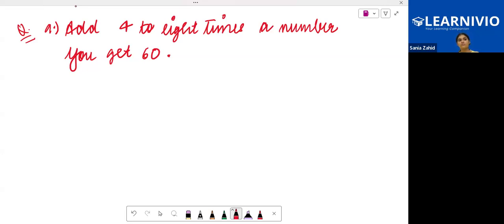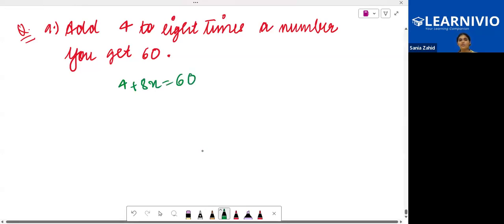Ma'am, I found it. Yes, what's your answer? 7. Hermine's also 7. So add 4 to 8 times a number. So 4 plus 8x gives you 60. You can use any of the methods. I'm using the transposing method. You will get 56 and then it will be 7. Very nice. 7 is the correct answer.